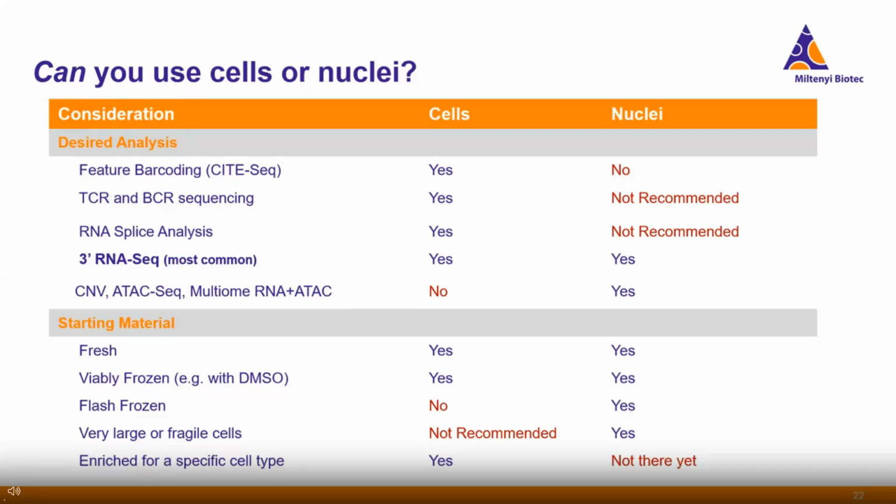One drawback of using nuclei is that it is very difficult to isolate specific types of nuclei. So if you're working with a transgenic animal model expressing a fluorescent marker in your cell type of interest, it's possible. If not, you have to rely on immunolabeling to enrich nuclei, and it's very difficult.